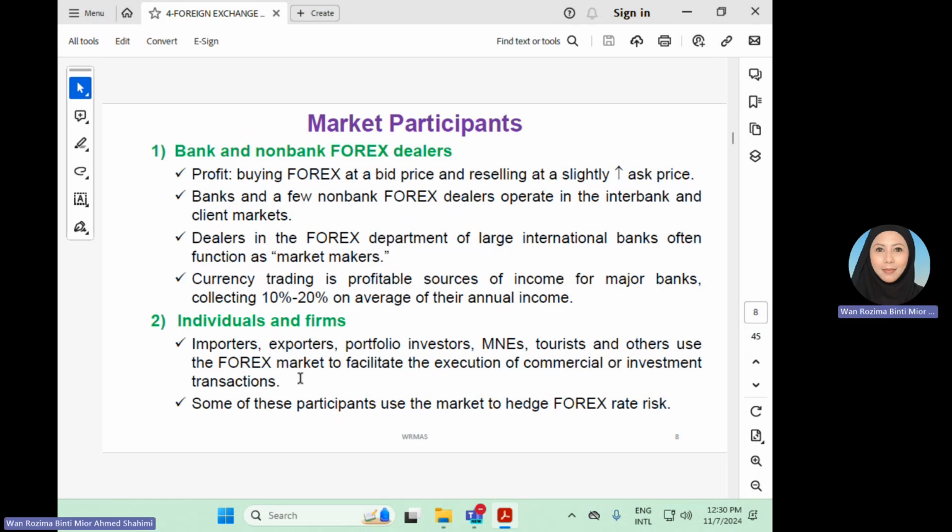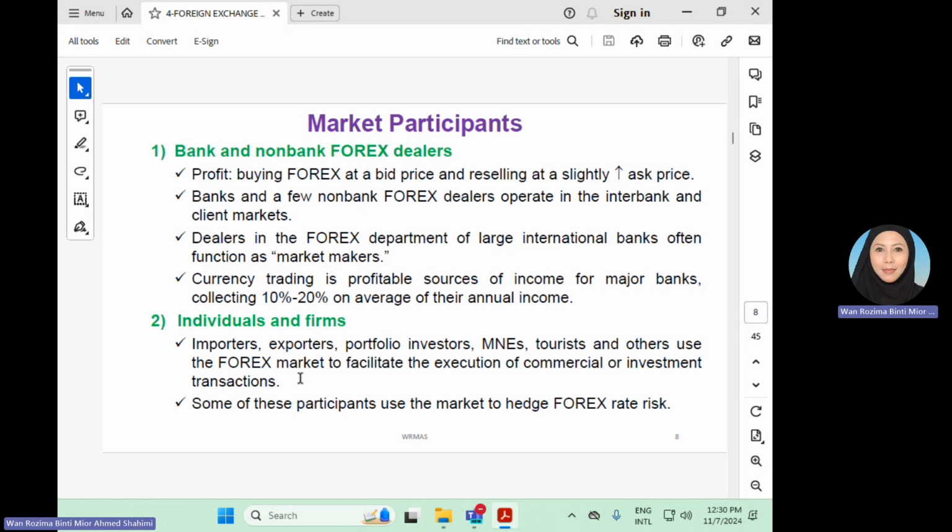For example, importers, exporters, or maybe investors, portfolio investors, MNEs, tourists. For example, you want to go for a holiday, and others use the forex market to facilitate the execution of commercial or investment transactions. So for commercial, maybe tourists. For investment, portfolio investors, and so on. They engage in exchanging currency A to currency B, and then forex facilitates this transaction.